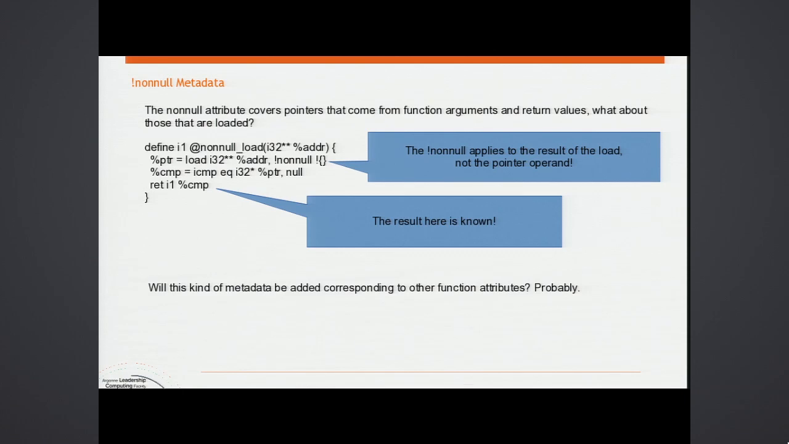All right. OK, so here's another easy one. We have non-null metadata. Now, non-null metadata is like the range metadata. It applies to loads, but instead of applying to loads of integer types, it applies to loads of pointer types and says that the pointer isn't null. OK. And I suspect that we will end up adding similar metadata like this that corresponds to the other function attributes that apply to pointers, like dereferenceable and no-alias. But so far we only have non-null. But that's the general scheme.